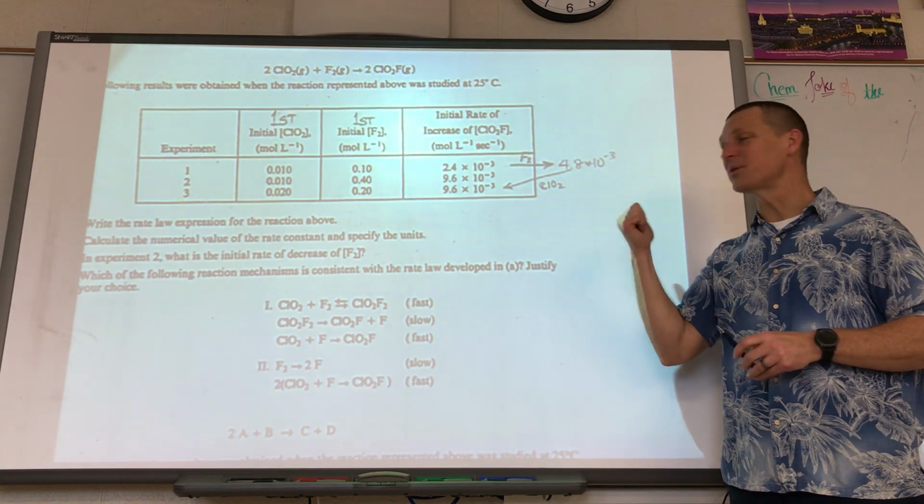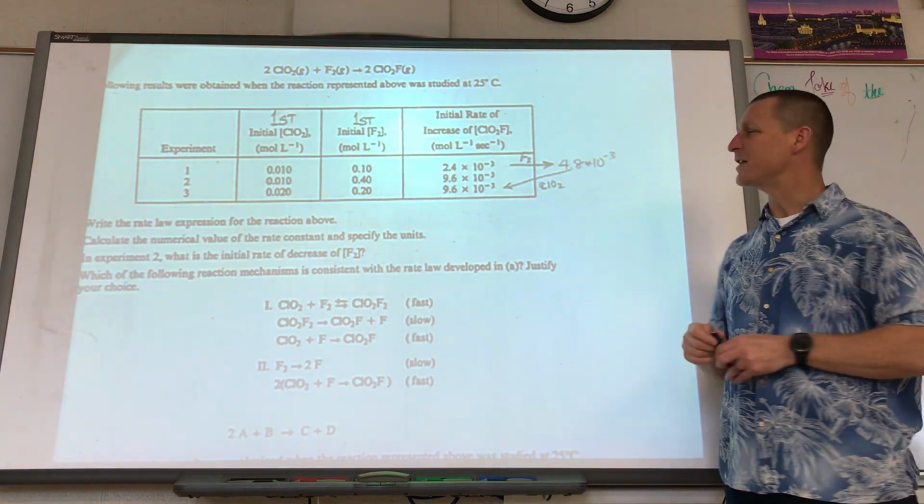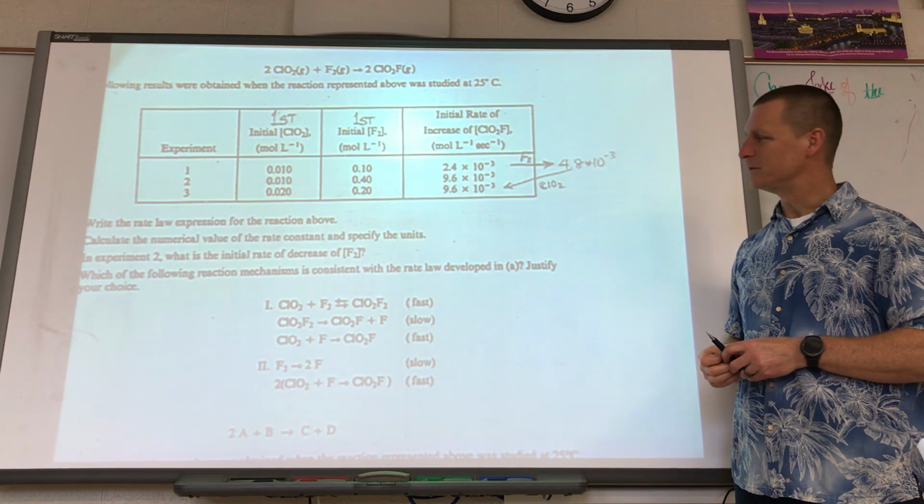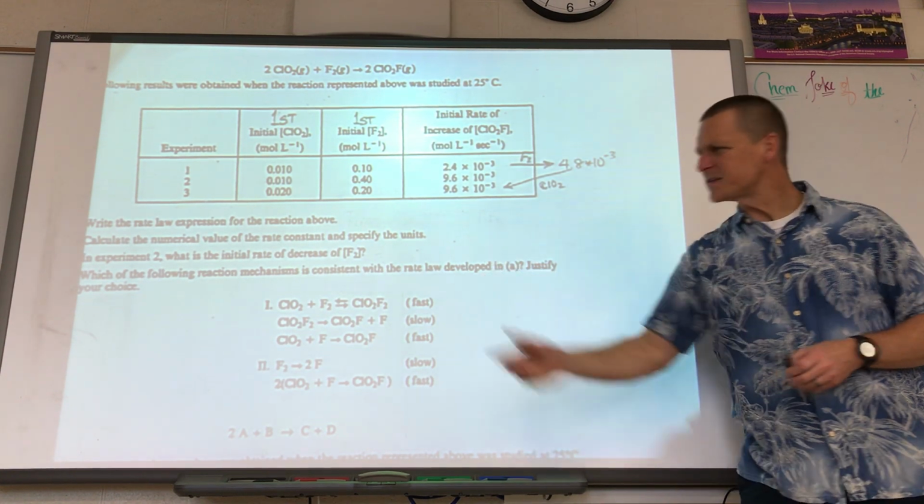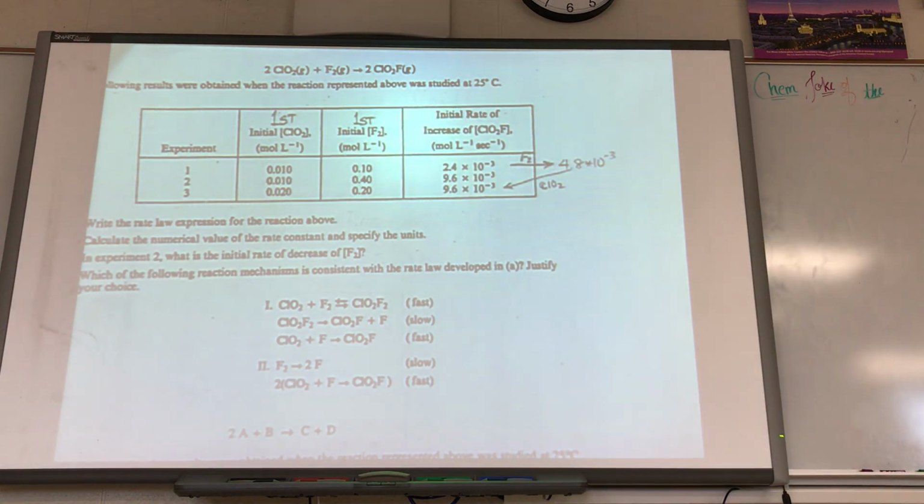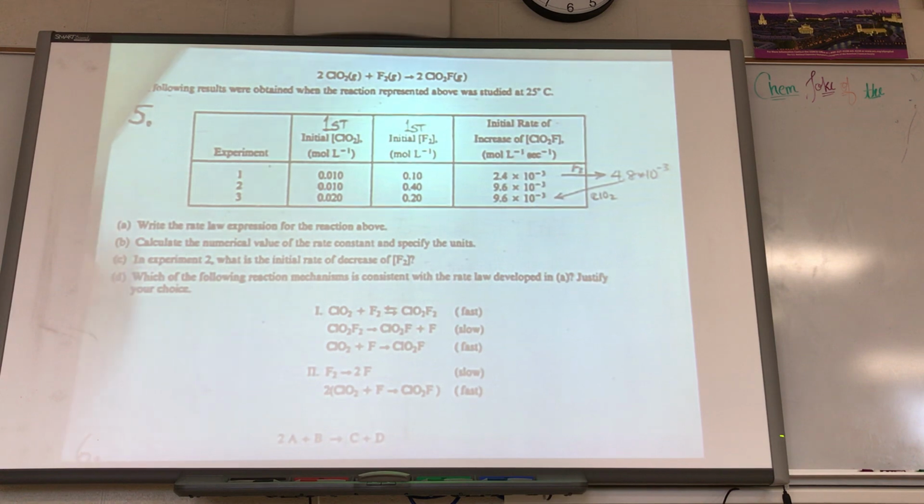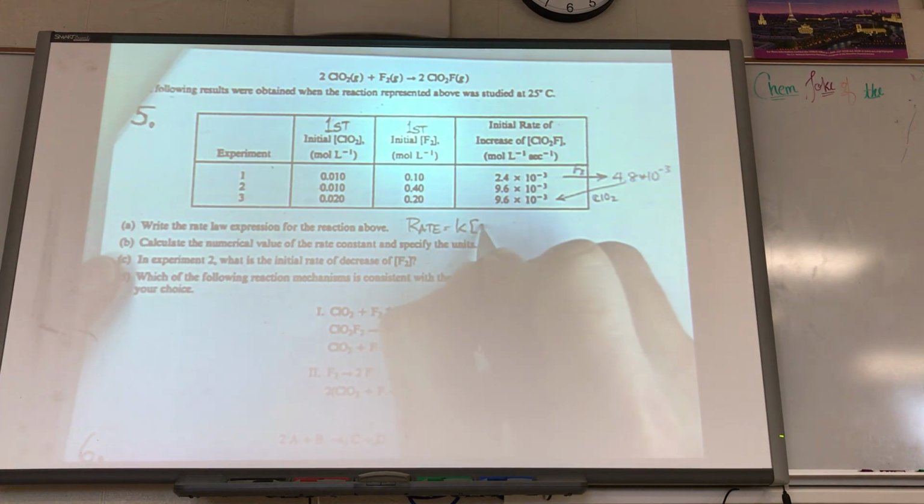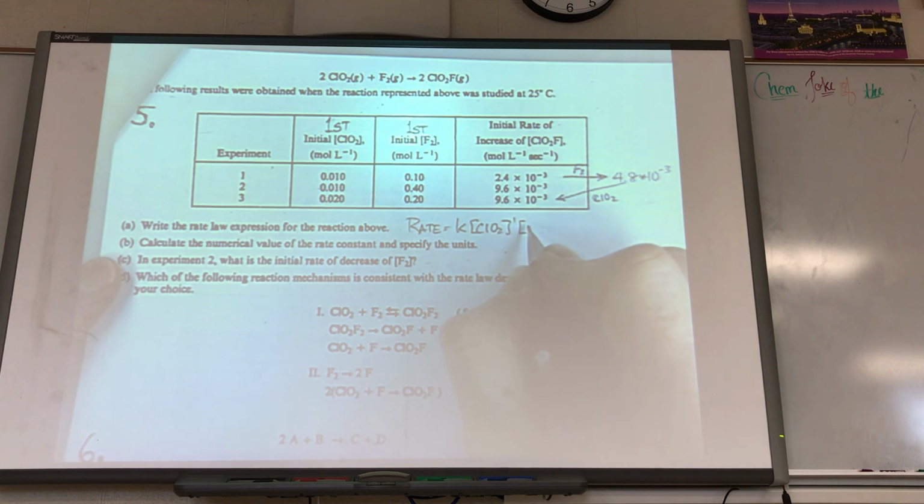We're going to do another example just like this next, so I'll give you a chance to try that out too. But the rest of this is more of the same. In part A, it says write the rate law expression. So now that we found the orders, that's simple enough. Rate equals K times ClO2 to the first times F2 to the first.